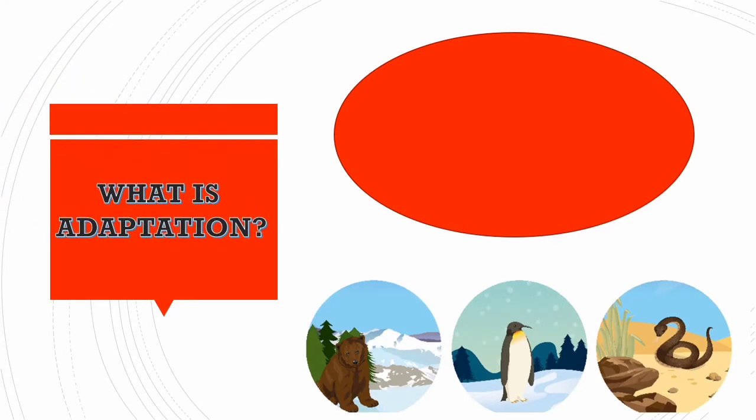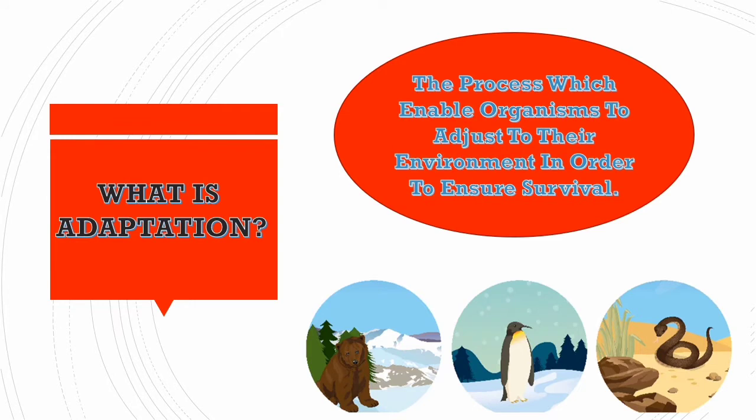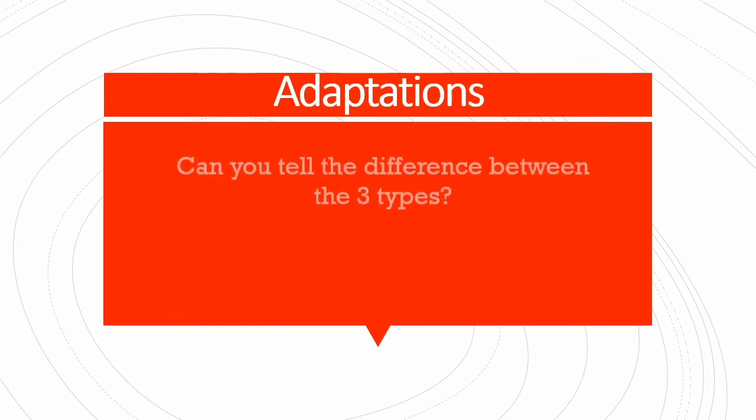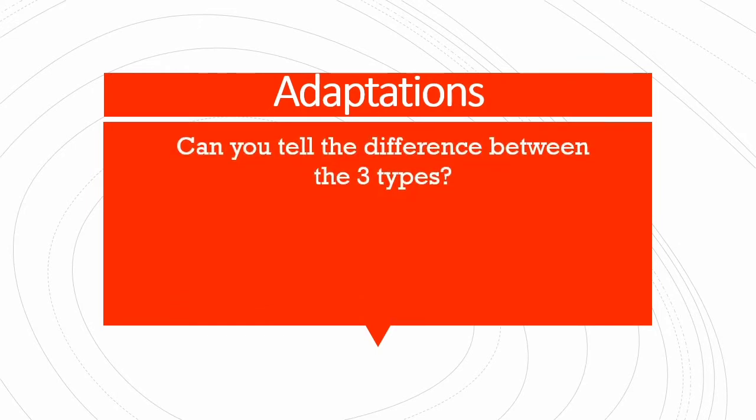What is adaptation? Adaptation is the process which enables organisms to adjust to their environments in order to ensure survival. Can you tell the difference between the three types of adaptation? Let's find the answer from the explanation.